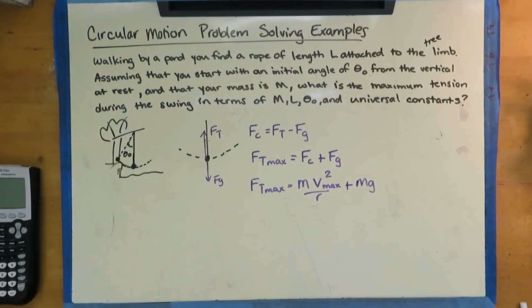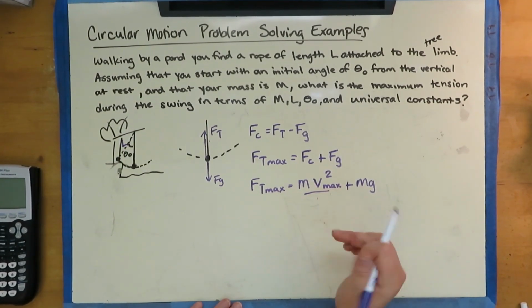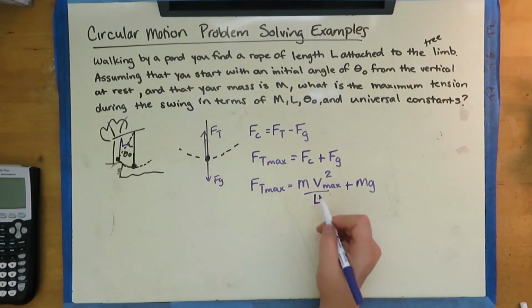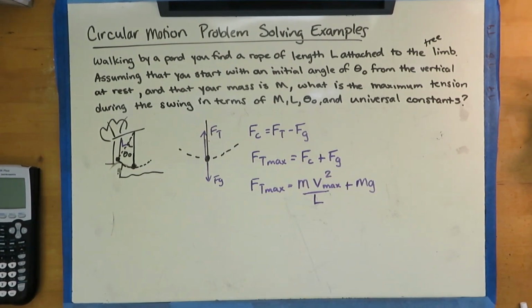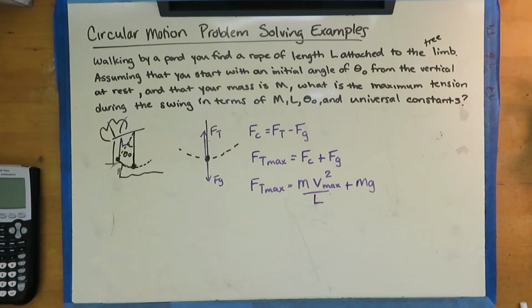Now, the radius of my arc is going to equal the length of that rope. So I can replace my radius r with length, kind of right off the bat. So the only thing that I don't know is this maximum speed. Well, how can I find that maximum speed? We need to go back to energy.